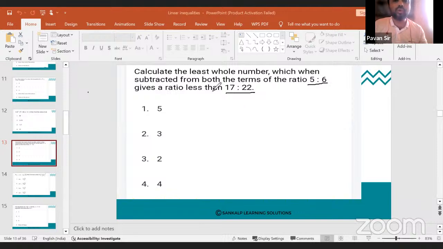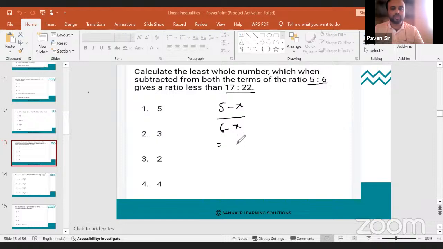So which whole number needs to be subtracted? I will take x as the whole number. So I will subtract it: 5 minus x upon 6 minus x. You can choose like this. 5 minus x upon 6 minus x.